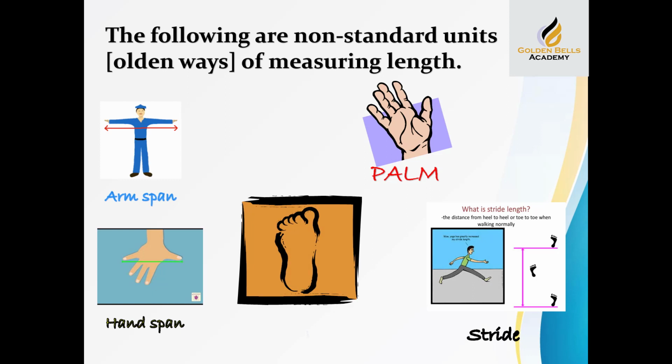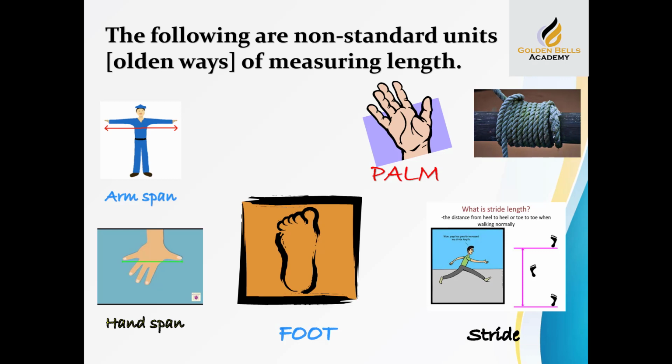Who can guess this? Foot. Yes, you are correct. Foot is also one of the ways by which we measure length in the olden days. Then we have, who can guess that? What is this? Rope. Correct. Rope is one of the ways by which we measure length in the olden days, the non-standard unit.